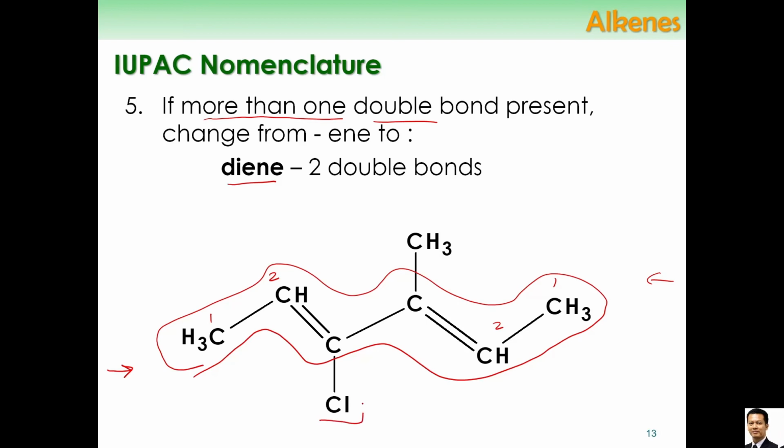But you can see that this is chloro and this one is methyl. According to alphabet, C will be first, right? So better you choose the labeling from the left. Okay, so I delete this one. So 1, 2, 3, 4, 5, 6. And this one is diene.